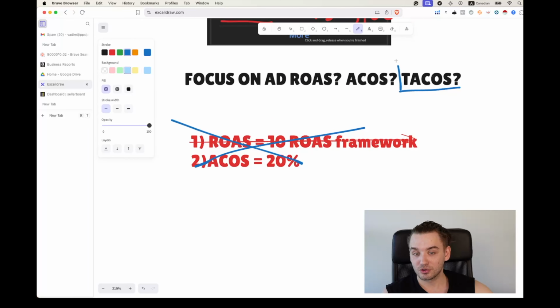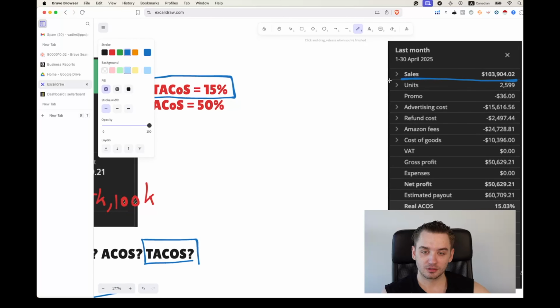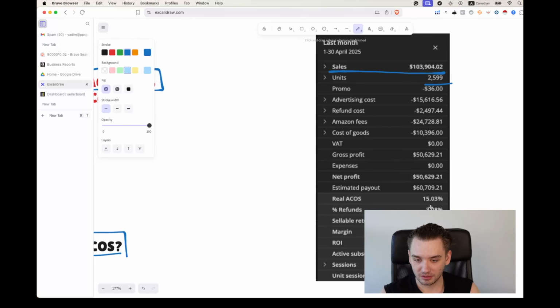So we are focusing on the TACOS. And how does this look for this specific product? This is how the math works out. At this many sales, there is going to be a certain amount of units. And so what we have to do here is, let's take the net profit.